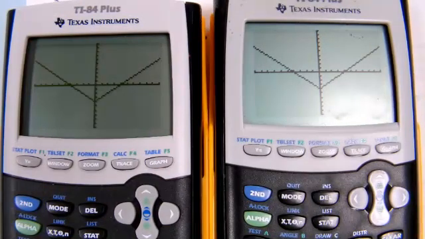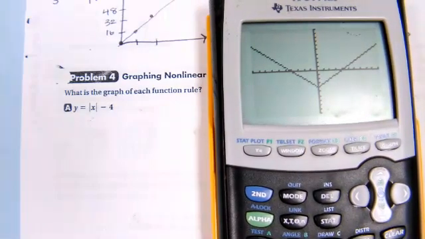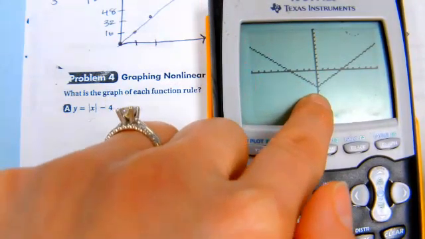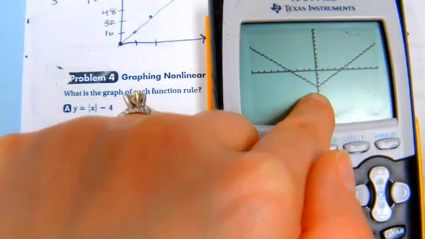Now, the important thing that we're going to put on this graph is the vertex. We need to know where it is. How can I know where exactly that is? What should I go to?